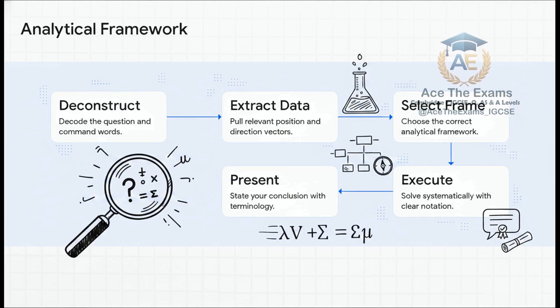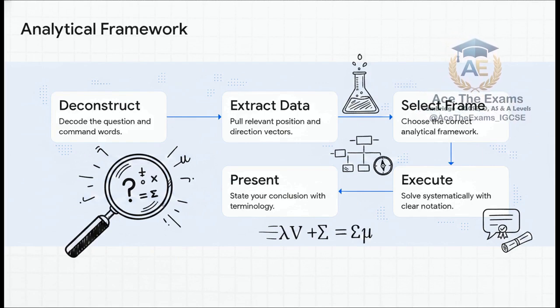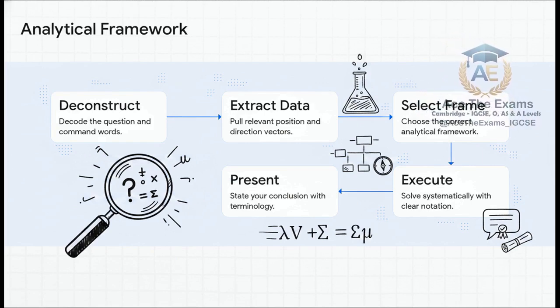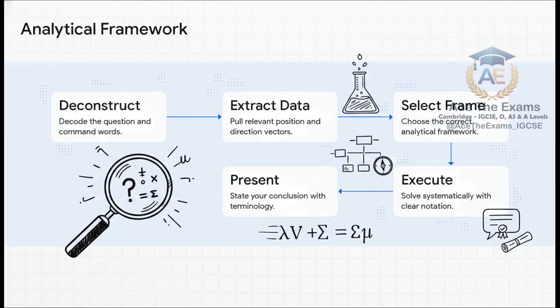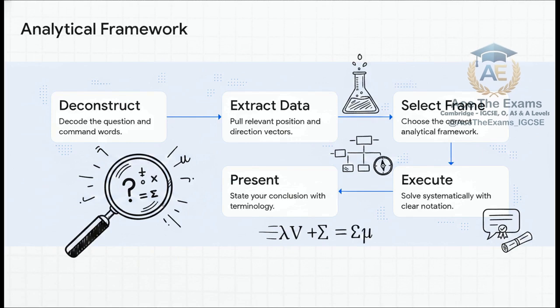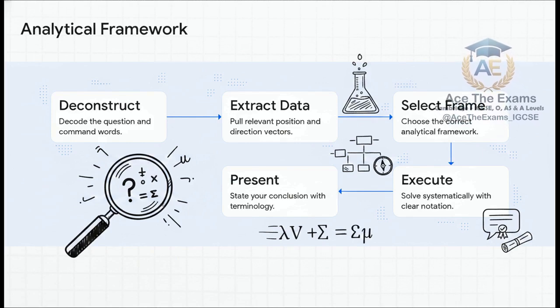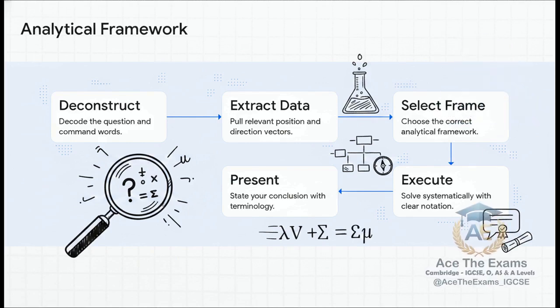Let's go back to our students Alex and Sam. If the command word is determine, Alex might just guess, but determine means we need a conclusive mathematical proof. If the question says show that, the outcome is already known, and your job is purely the algebraic proof. Misinterpreting this triggers an immediate penalty.